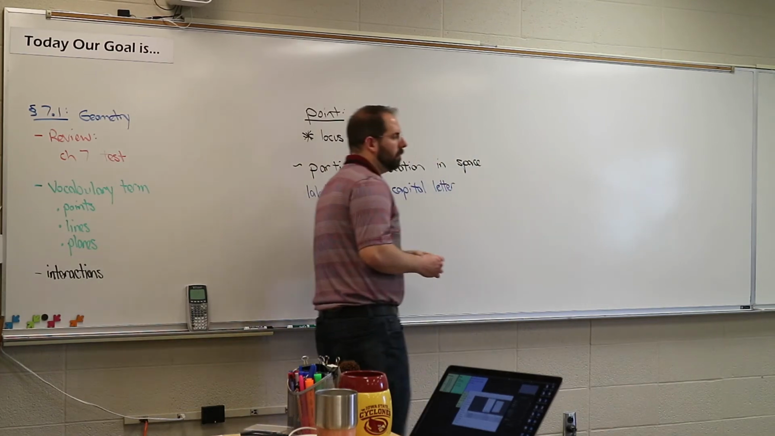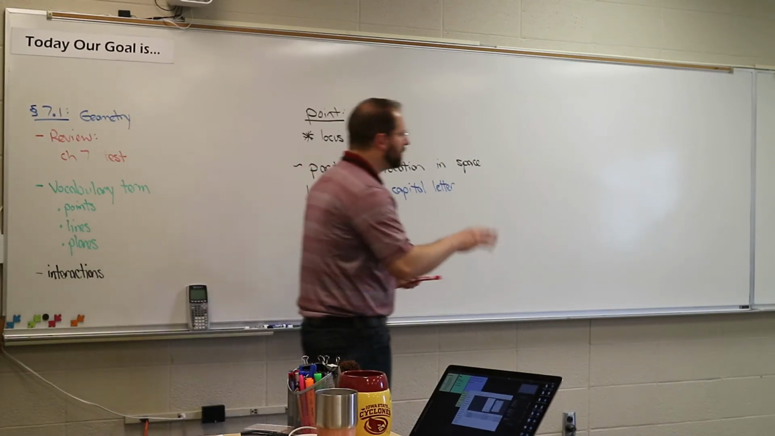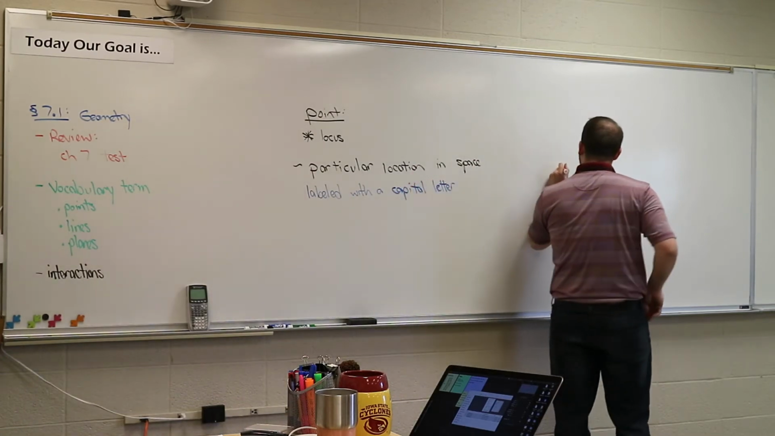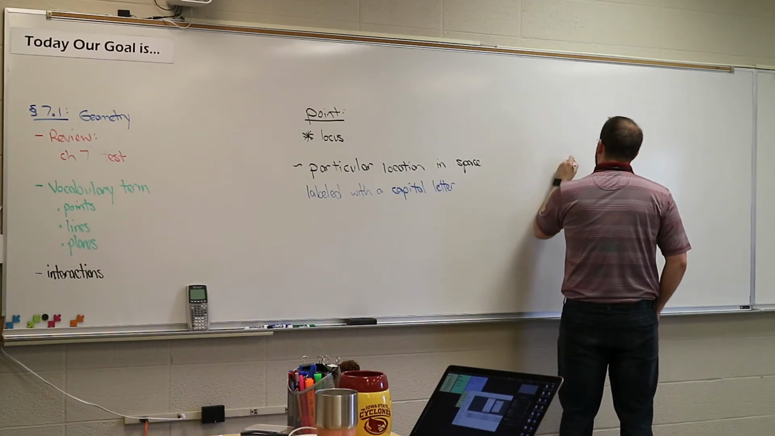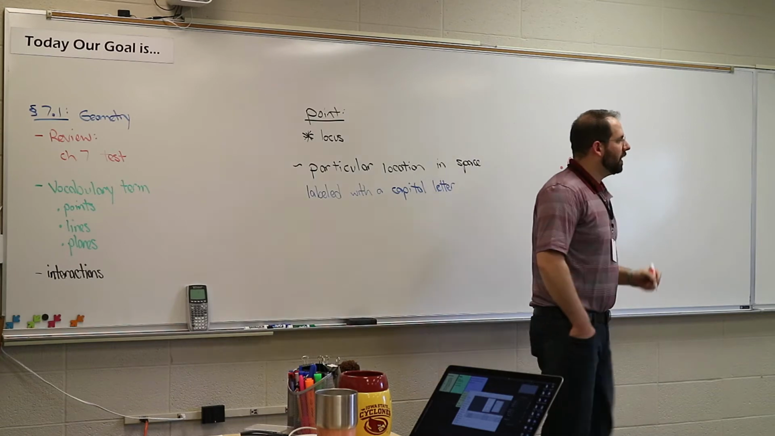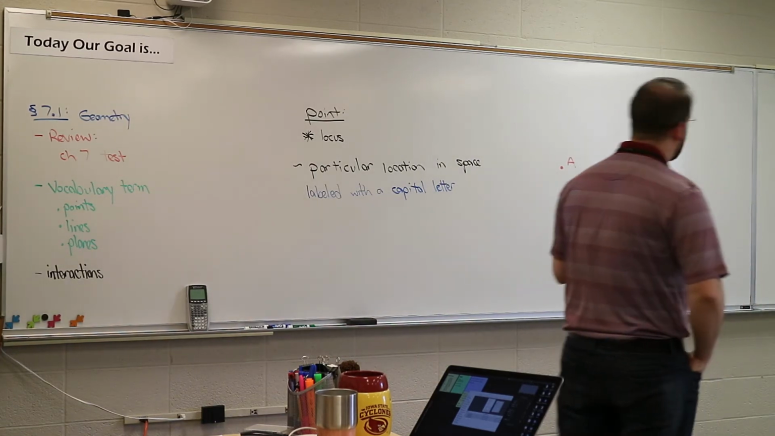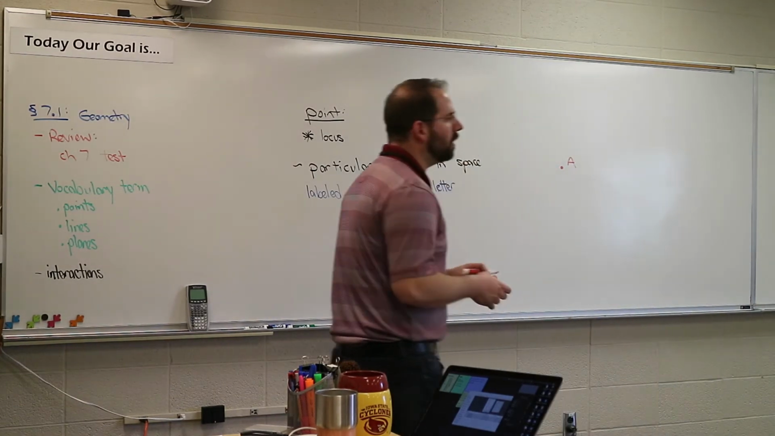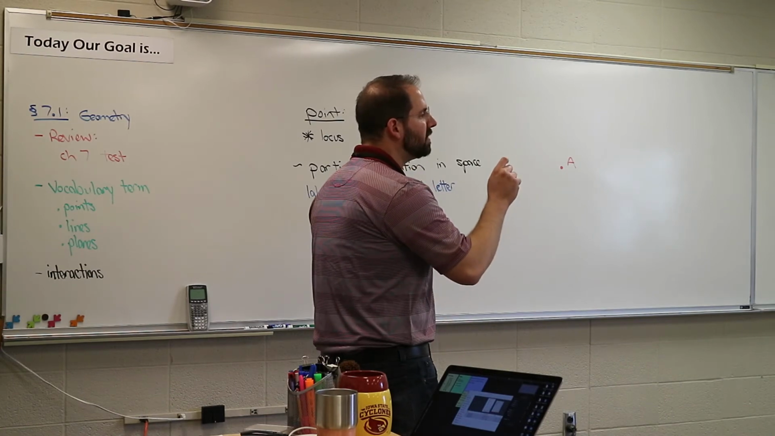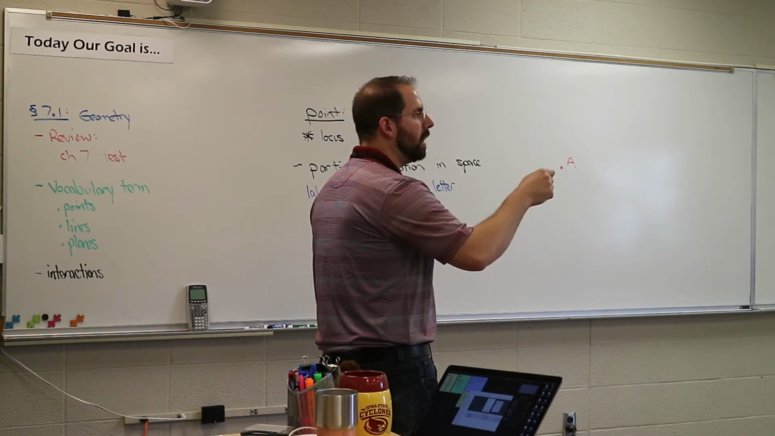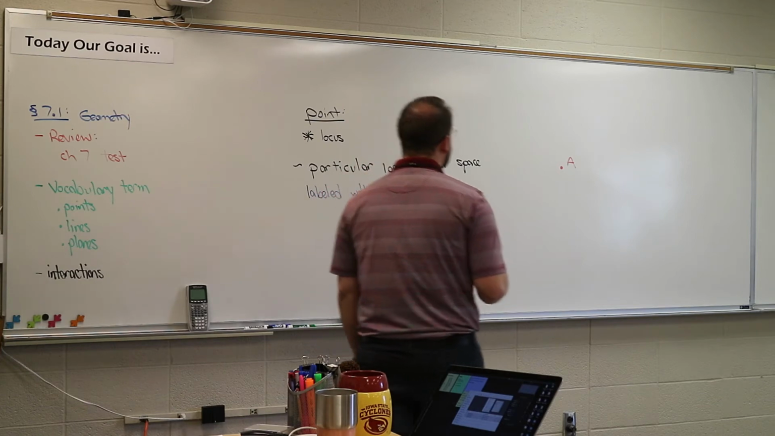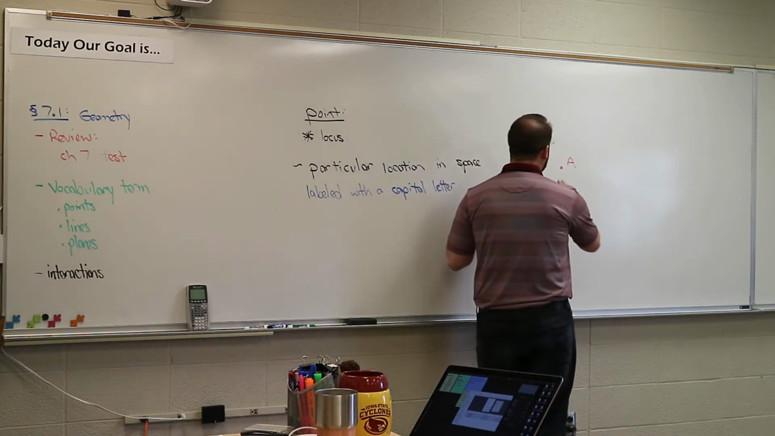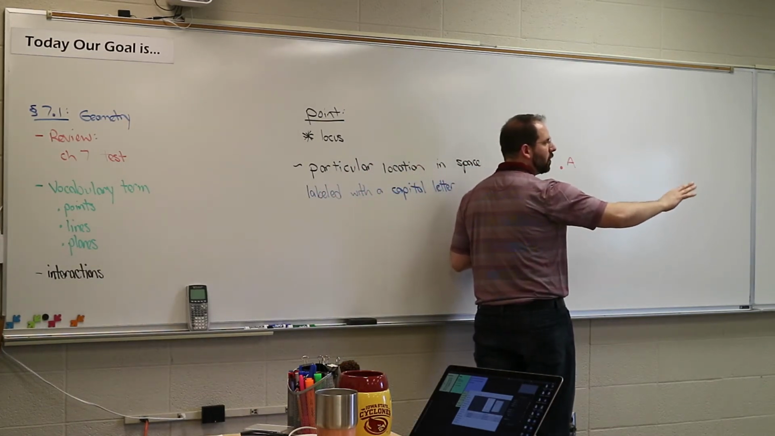Okay. All right. So here's an example. If I put a dot here on the board, and I put the letter A here, that's a location in space. It's on my marker board, right? Now it doesn't matter the thickness of the dot. It just matters where it's at. So this location is very specific. If you put a point on your paper, that's a very specific location in this room.